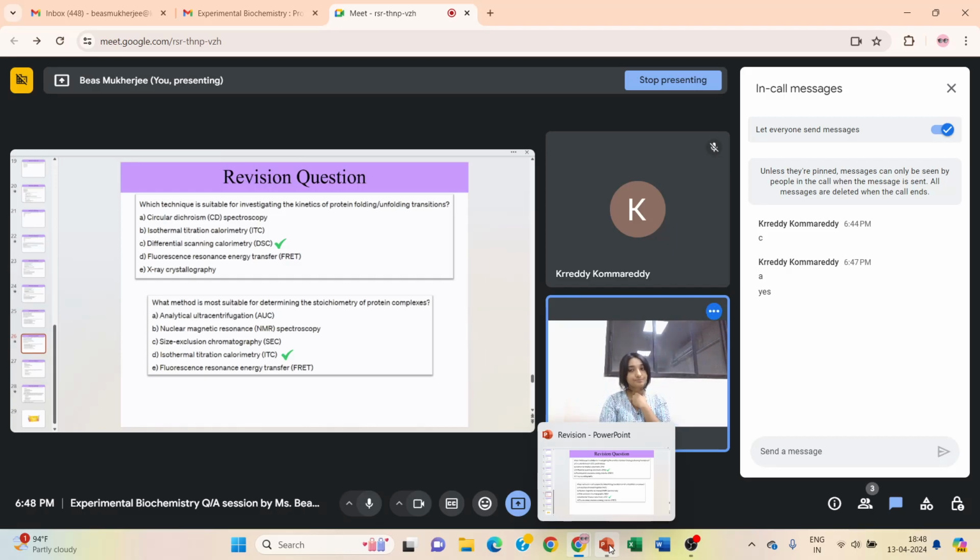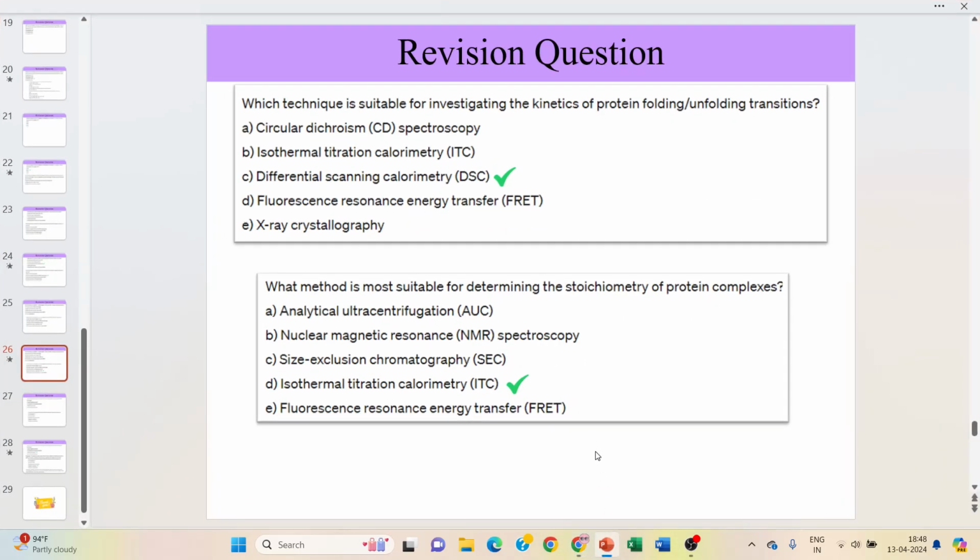Okay, so I think we did not cover DSC in the previous lectures. So you can go through it. You can find out how DSC works. This is a very interesting technique. So you can definitely go through it. You can also read about differential light scattering.